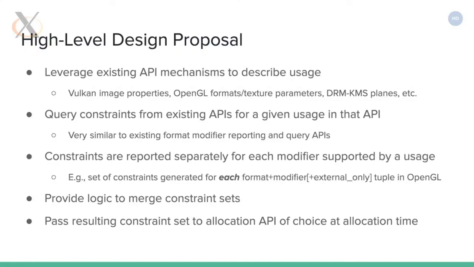We'll provide logic to merge constraint sets in some common code. This is the main operation you need to perform, but it's the same for any component using this mechanism. So hopefully we don't have to write it more than once. And after you've merged your constraint sets from all your different devices and usage, you can pass them on down to an allocation API of your choice at allocation time. And it shouldn't really matter which allocator you use, as long as you pass in the right constraints, it should be able to give you compatible memory of the same type.